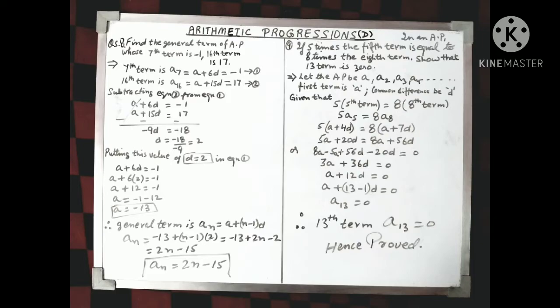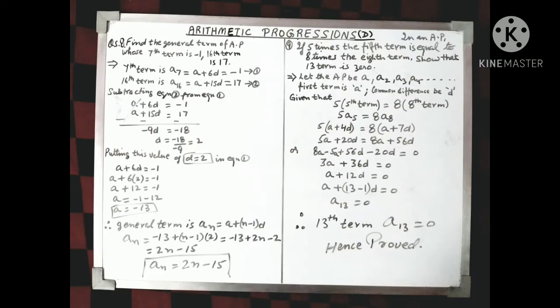Now we put this value of d is equal to 2 in equation 1. We get a plus 6d is equal to minus 1, right? So a plus 12 is equal to minus 1, a is equal to minus 1 minus 12, that is a is equal to minus 13. So we have the first term as minus 13 and we have the common difference as 2.